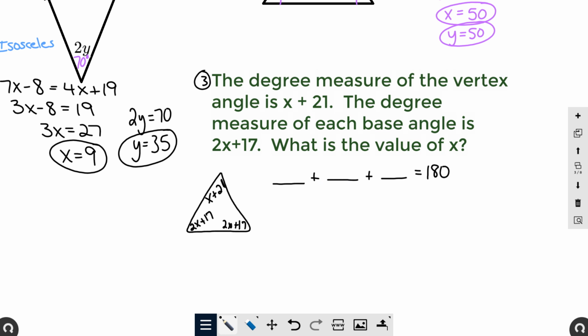I guarantee there will probably be one of you in here that's going to see this on the test on Tuesday, and y'all are just going to add up those 2 to make 180, or you're going to set them equal to each other. So remember, when you're taking a test, slow it down, read it. If it's a word problem, draw a picture. So the first angle is x plus 21. The next 2 angles are 2x plus 17 and 2x plus 17.